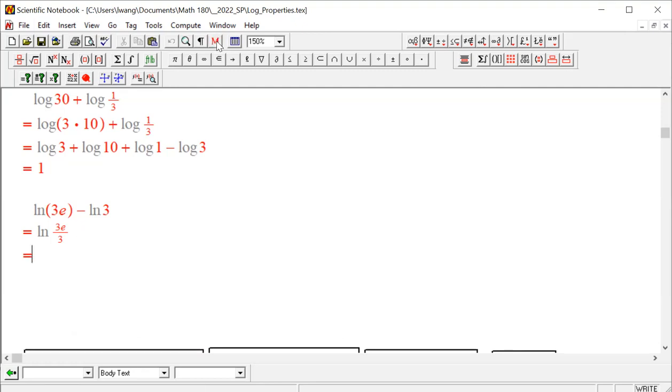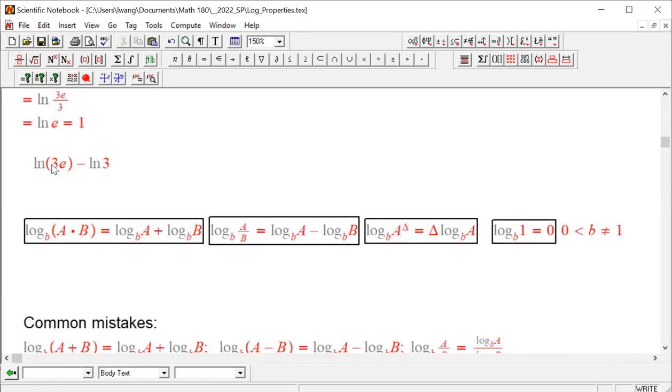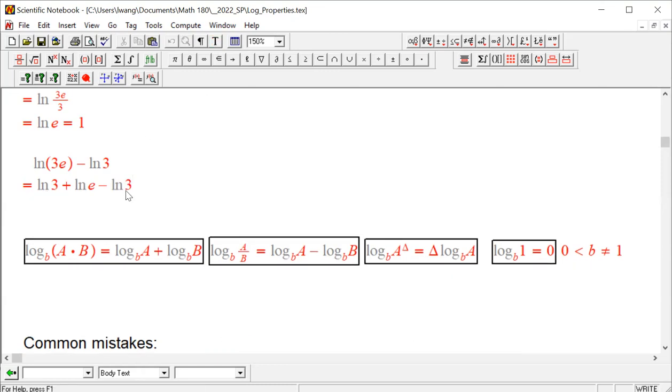And that will equal ln e, which equals 1. Or you can use the product rule on 3 times e, so you get ln 3 plus ln e minus ln 3. And ln 3 minus ln 3 equals 0, so it equals ln e, which equals 1. So we get lots of flexibility. Okay, let's look at another one.